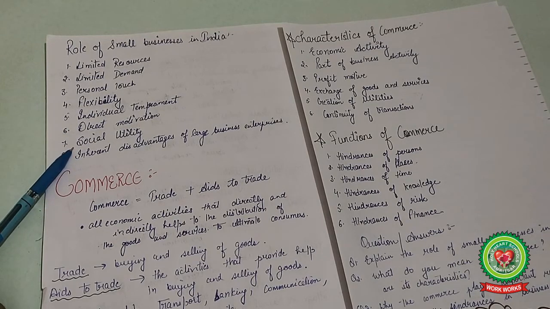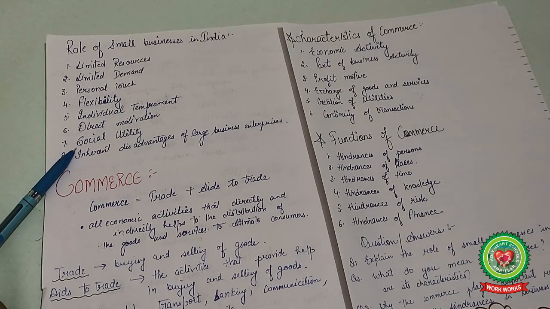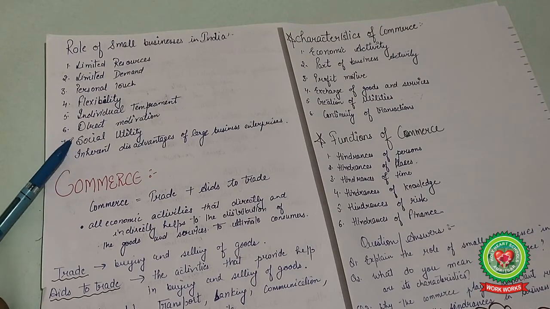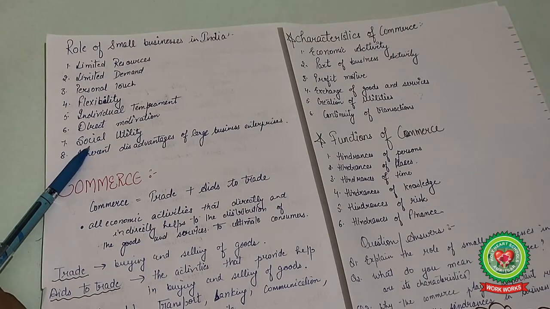Next one is the social utility. Social utility means where the person can provide work to other persons and the society can get jobs from that person, then he creates a social utility. And even when the products are sold to the customers according to their demands, then it also creates a social utility.